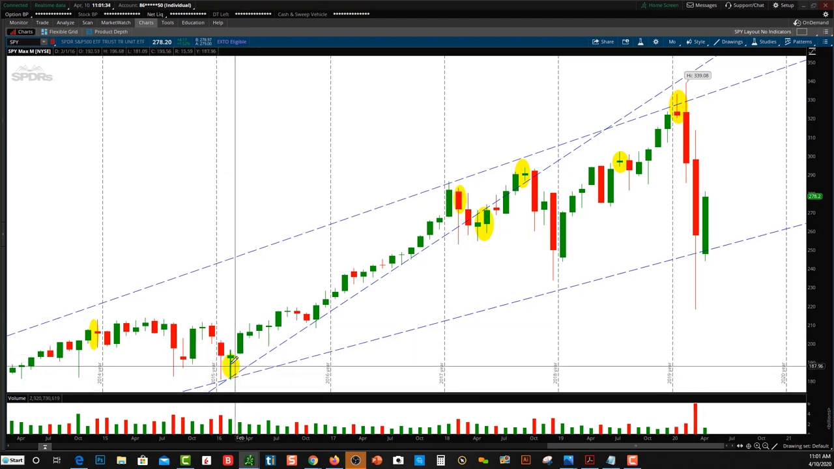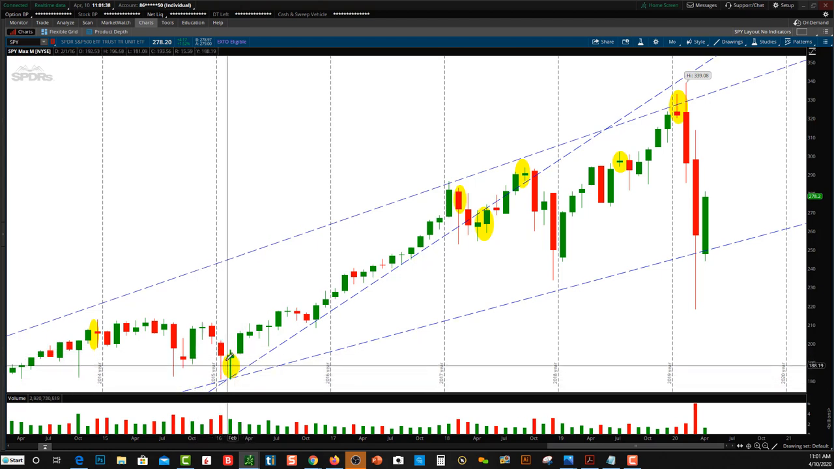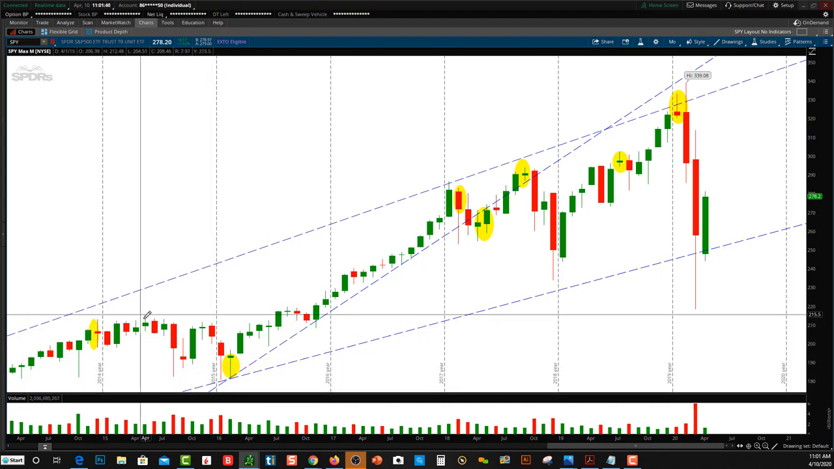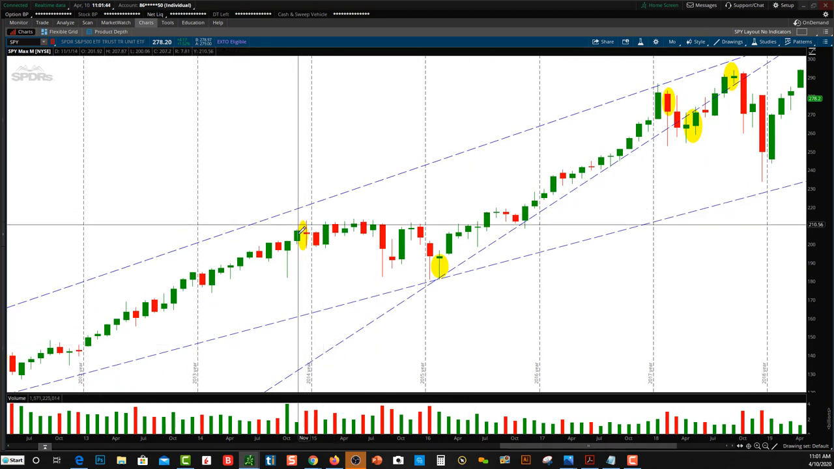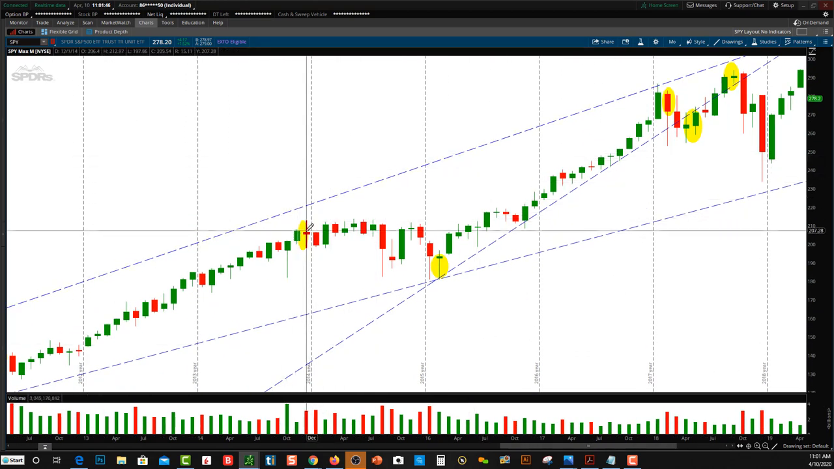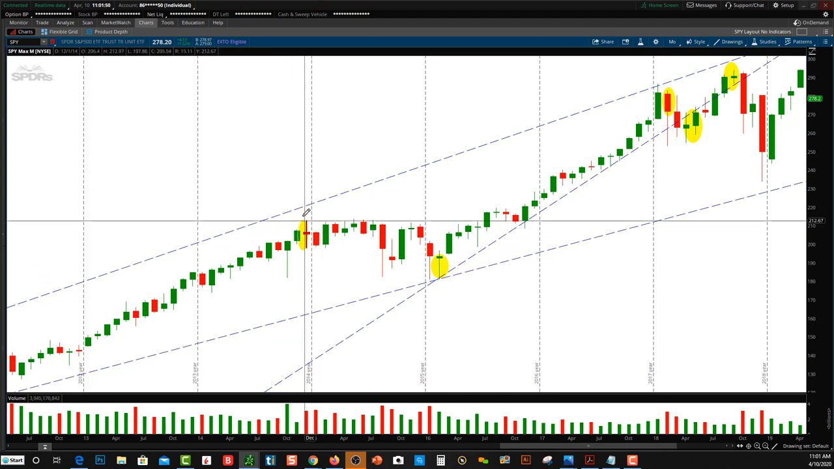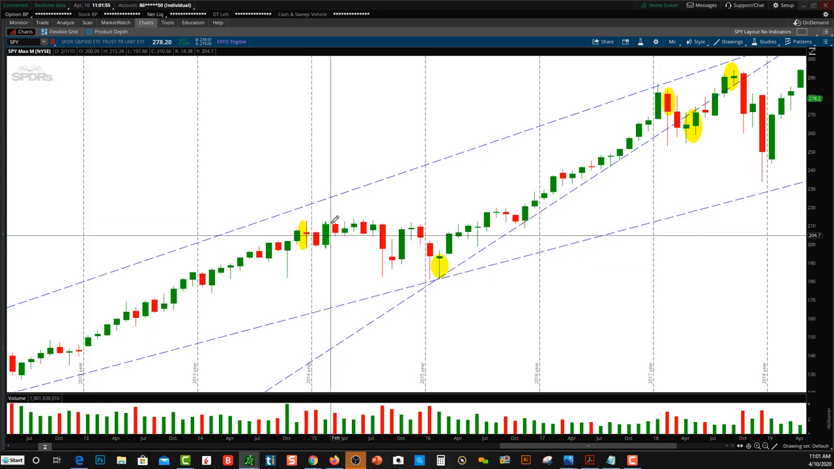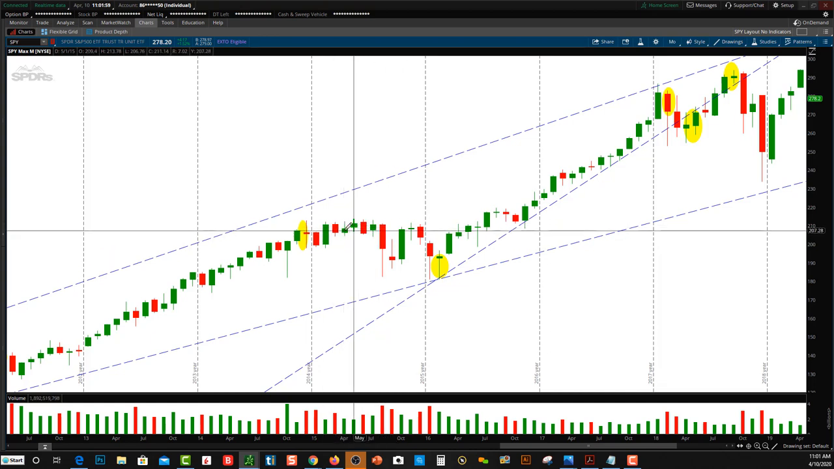Here is not a hammer, it's kind of a long-legged doji, kind of hammerish. It's more like a long-legged doji, but look right over here. See this one right here? It's a spinning top doji candle near resistance, a little bit below it. And then it consolidated, look, spinning tops, several of them. You can lump these together as spinning tops.